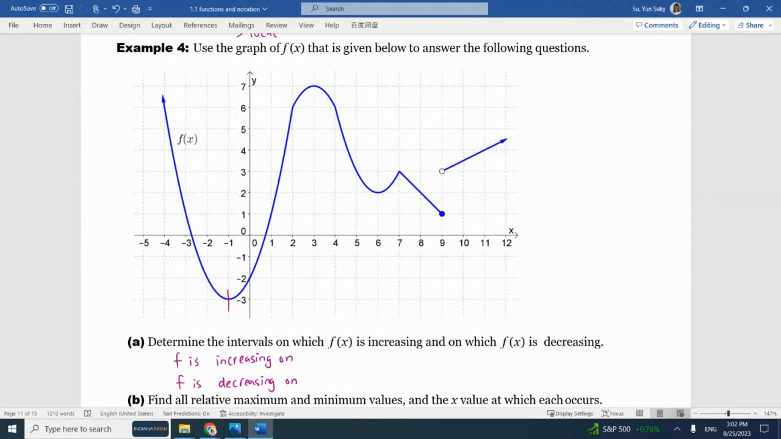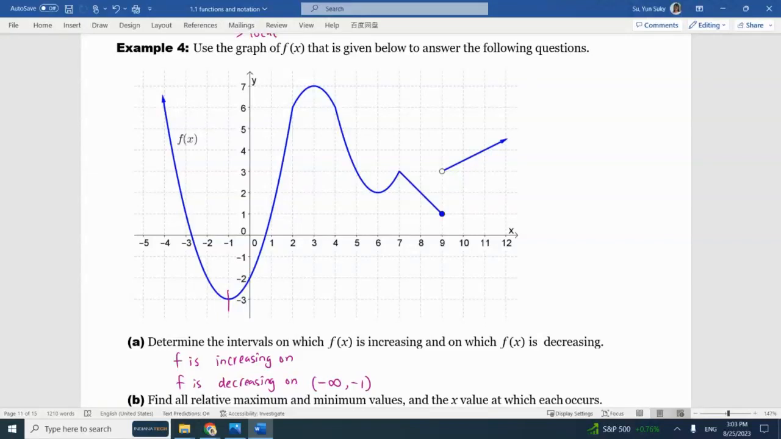How about you answer my questions one by one? Is this increasing or decreasing? Decreasing. And what is the interval? Negative infinity up to -1. So decreasing from negative infinity to -1. Please always use parentheses, don't use brackets, when you say it's increasing or decreasing, because the endpoint doesn't really tell you anything.